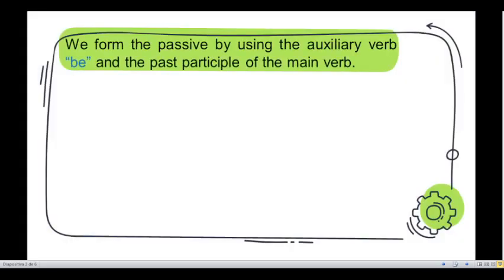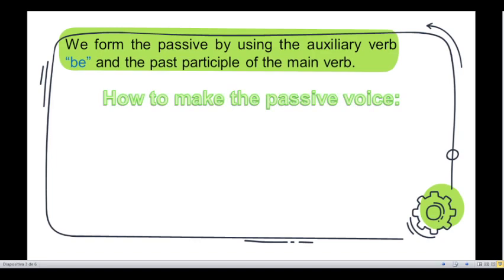We form the passive by using the auxiliary verb be and the past participle of the main verb. Yes. How to make the passive voice? Here we have a sentence in active voice. An old man feeds the pigeons. To make the passive voice, we have to follow some steps. Are you ready?